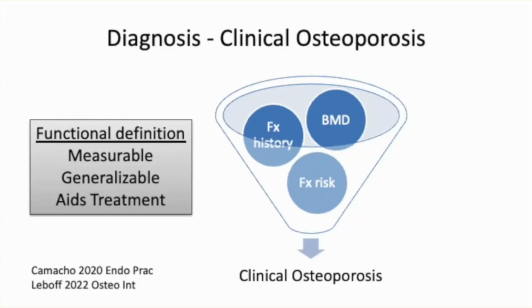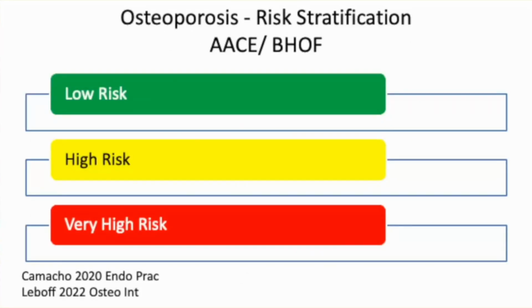So how do you diagnose osteoporosis, given all that I just went over? Well, you base it on three things, and we're going to call this clinical osteoporosis. You base it on fracture history, bone mineral density, and fracture risk. These are measurable, these generalize to many populations, and they provide treatment decisions. Also, a number of the societies, the endocrinology and the bone health people, have come up with risk stratification. And this also is very useful, and the surgeons need to be aware of this.